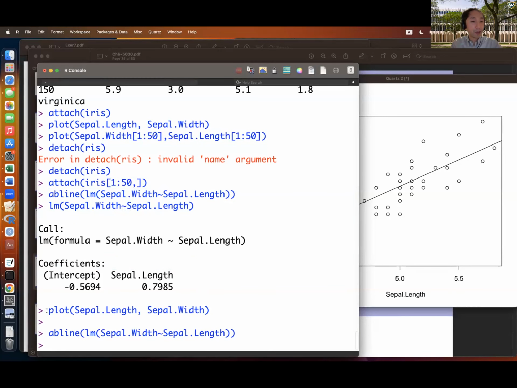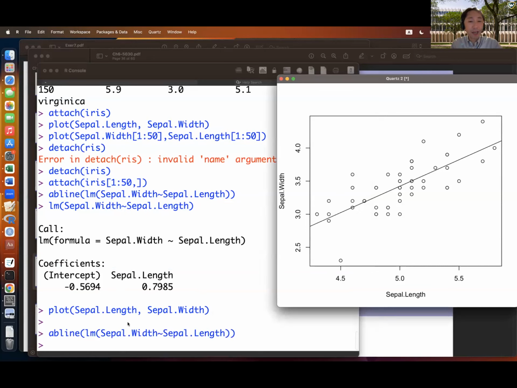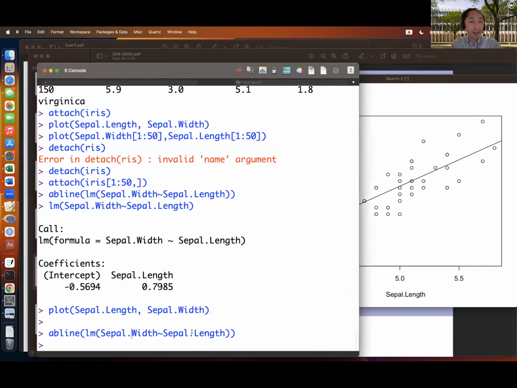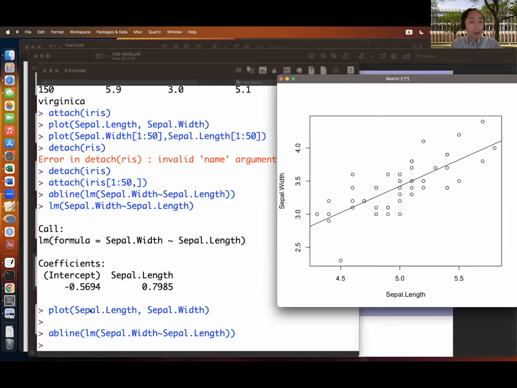But when I plot just the sepal length and sepal width after attaching this one, and immediately after that I put the abline of sepal width and sepal length, then it worked. So probably there are some restrictions on how you specify X and Y. If these are exactly the same object, then it works. But if these are specified in slightly different ways, then probably it does not work. But anyway, that's it for today, and I will upload the question for exercise 2.